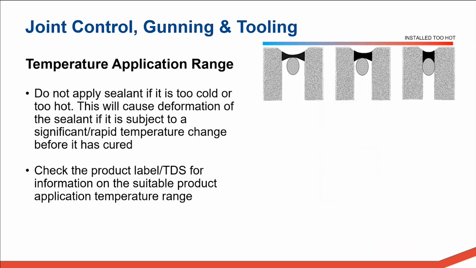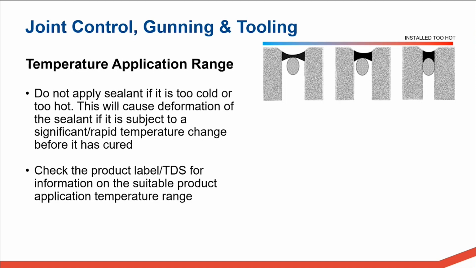Just a few more considerations to make. Firstly, the application temperature when applying sealant. So consult the product TDS for advice on the suitable temperature range in which the sealant can be applied. The sealant shouldn't be applied when it's too cold or too hot. When this is done, there's a risk that the sealant can deform if it's subject to a significant rapid temperature change before it's had time to cure and gain its full elastomeric properties.